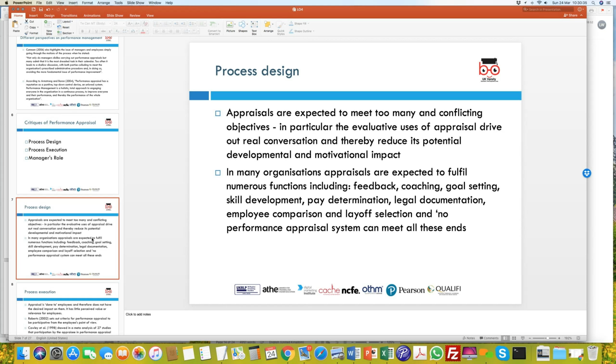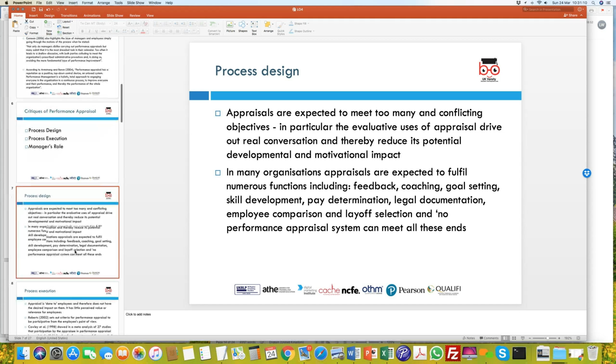So in many cases, when organizations put appraisals in place, they expect these appraisals to include everything from feedback, coaching, goal setting, and skill development. They look at pay determination and legal documentation. So it's a full roundup of every aspect of appraisal within an organization. And this is what Armstrong and Barron referred to: this needs to be a holistic approach which looks at all the elements of appraising the activity of an individual.